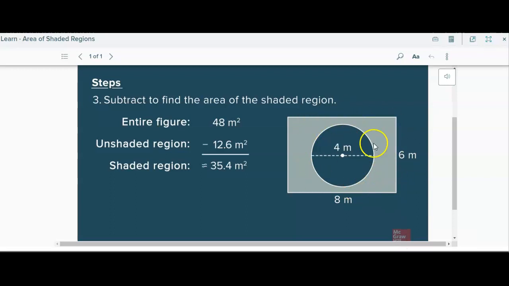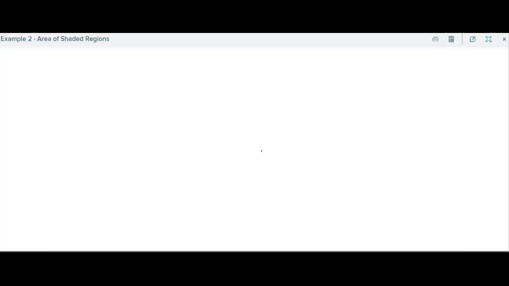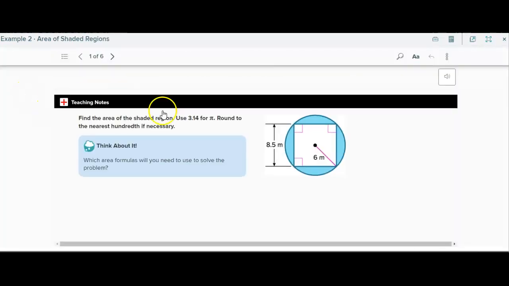So again, we want to find this gray. So all we have to do is find the area of both shapes and subtract one from the other. So this is on page 470. Look at this example, and we'll do this one together.